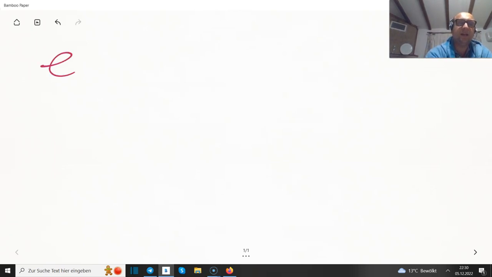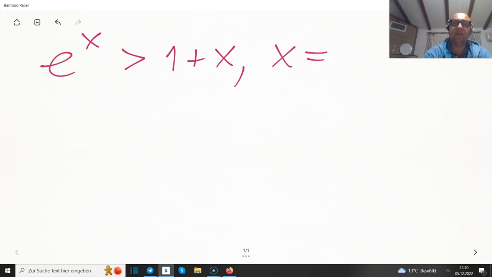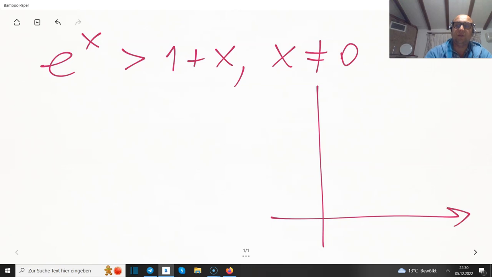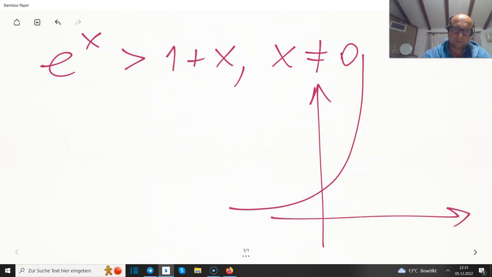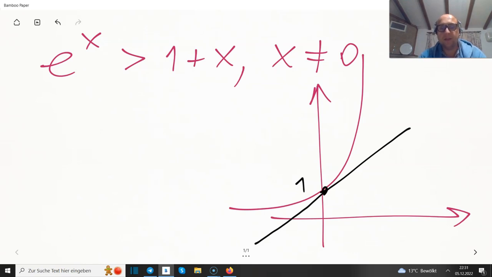Let's prove today that e to the power of x is greater than 1 plus x for all x unequal to 0. So let me remind you, e to the power of x is such a graph, and 1 plus x is the so-called tangent line at (0, 1). And as you can see, obviously all the time e to the power of x is greater than 1 plus x, but how can we really prove it?